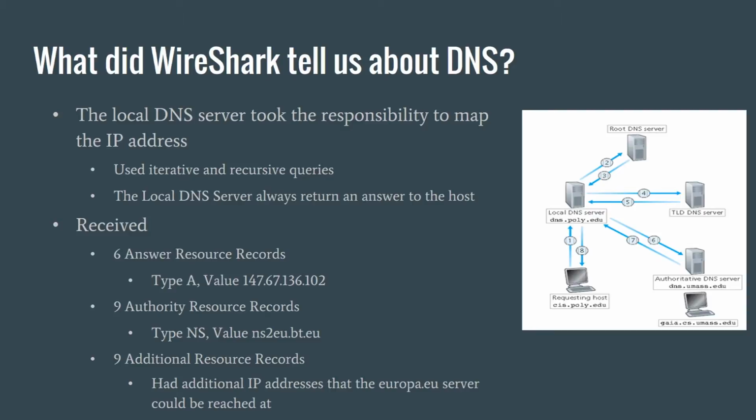The next things we received were 9 authority resource records, which were type NS, and the values for those were domain names that told us where we could find the answer resource record, so we would know where the file would be. The last bit of information that we received from Wireshark was the 9 additional resource records, and all this had were additional IP addresses that the Europa.eu server could be reached at.